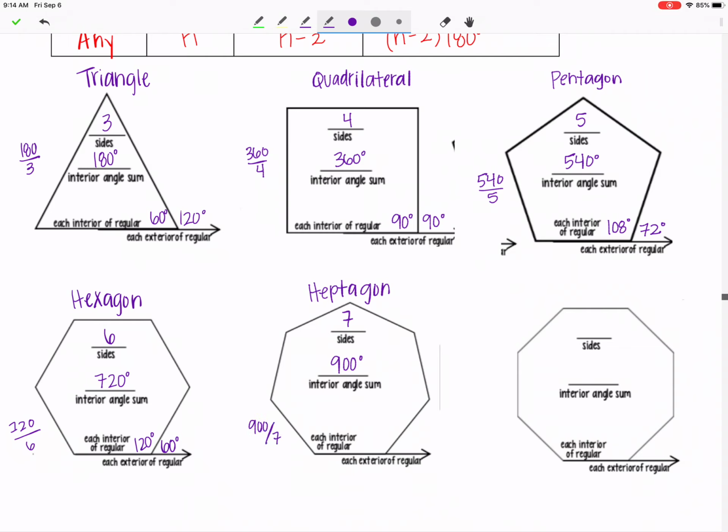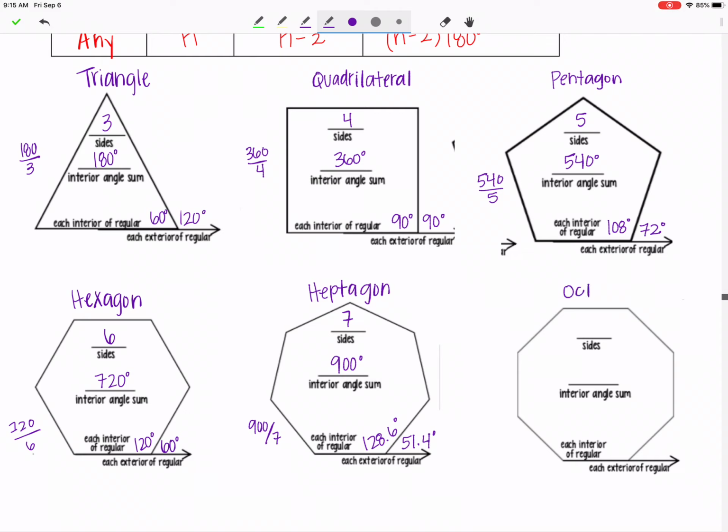900 divided by 7. Now in this case, you may notice when you do this in your calculator, we do not get a whole number. It's 128.5714, etc. We need to keep that to one decimal place. So we're going to call that 128.6. So then our exterior angle would be 180 minus that, which would be 51.4.